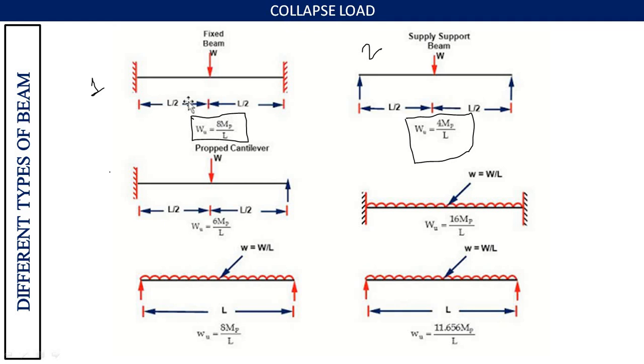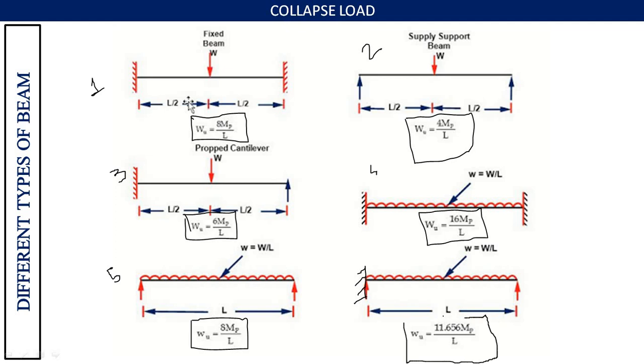Then third, it is a prop cantilever beam with a center point load of W. It has a collapse load of 6 MP by L. The fourth figure shows a fixed beam with UDL, which has a collapse load of 16 MP by L. The fifth figure shows the simply supported beam with UDL, having a collapse load of 8 MP by L. And here is a correction: it is the prop cantilever beam with a UDL having a collapse load of 11.656 MP by L.